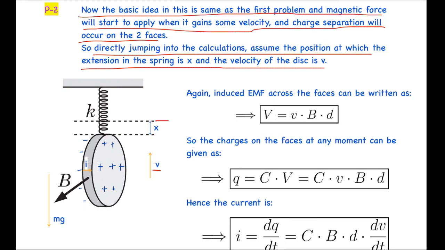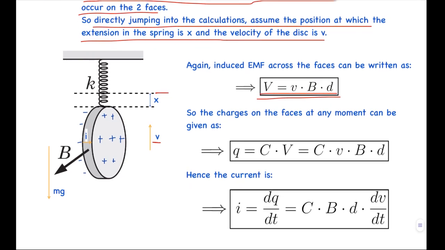The charge separation will be positive charge on this face and negative charge on the opposite face, as I have shown here. Again, the induced EMF will be vB times d, and the charge separation will be the same as we did before, which will be capacitance times the voltage, CvBd, and hence the current will be dq by dt equals CBd times dv by dt.